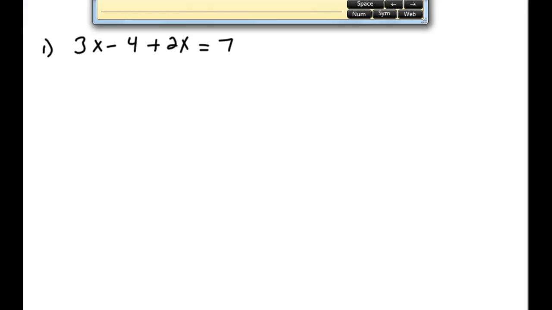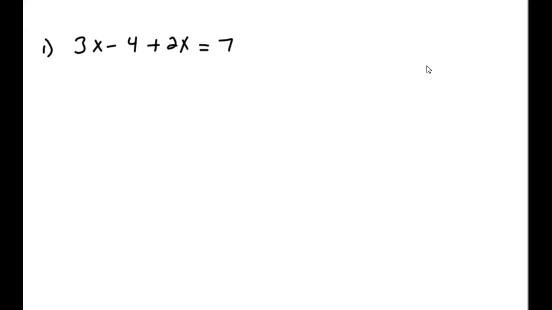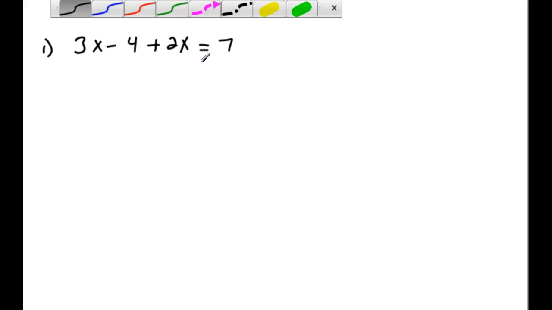Here's the first one. Copy down, pause it before I start working it. Alright, here we go. So, if you notice there's x's, 2 terms with x's on the left. You want to combine everything on the left side. Combine your like terms. Just treat it like a combining like terms problem.